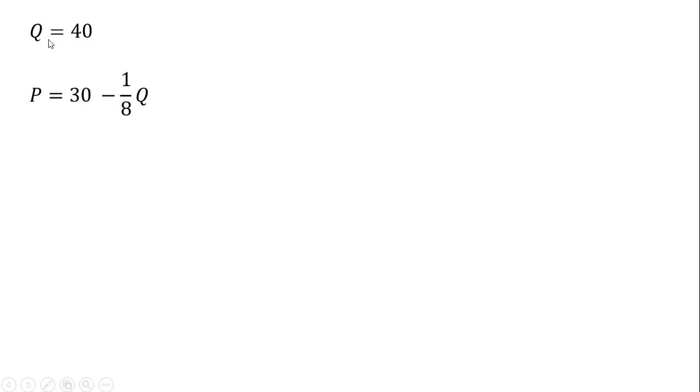To get the price, we're going to take this 40 units of output and plug it into the inverse demand that was given on the first slide. So where I have Q, I'm now going to plug in 40, and we're just going to simplify this. So 40 divided by 8 is just 5, and we get a monopolist price of $25 per unit.